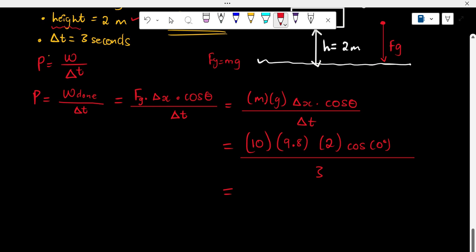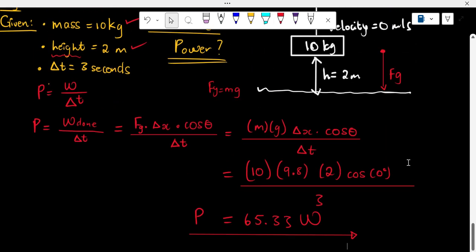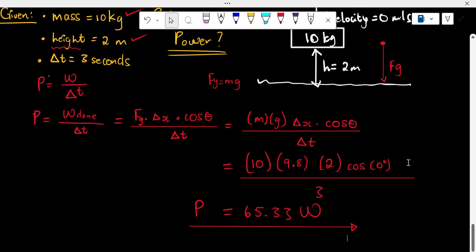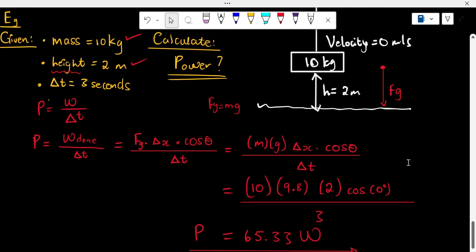The final answer that you should get from this should then be the following. So 10 times 9.8 times 2 times the cosine of 0 degrees, and we divide that by 3, I get the value of 65.33, rounded to two decimal places. And remember, this is the value for power, so this should be in watts. I believe all is well so far.